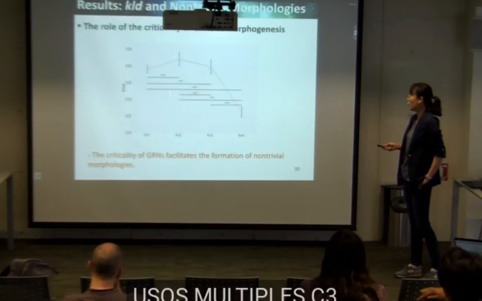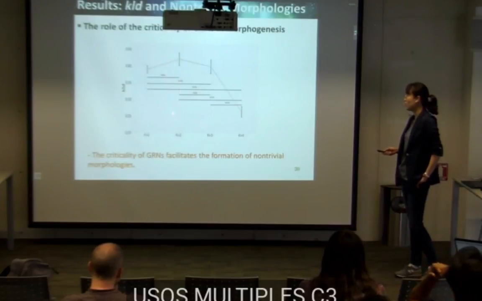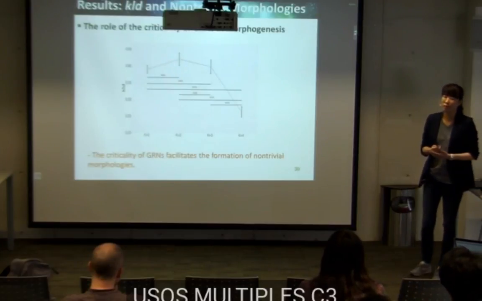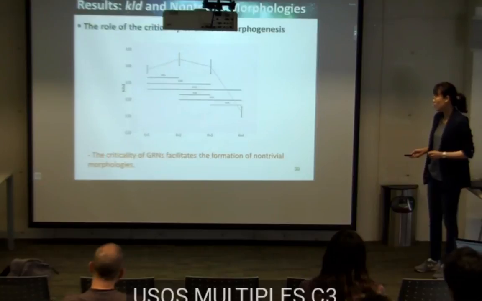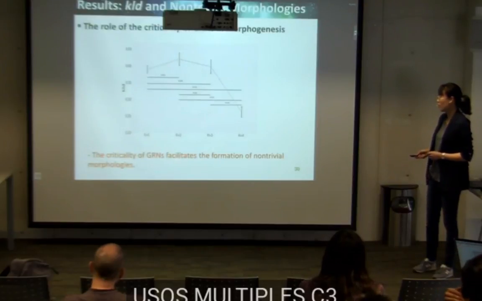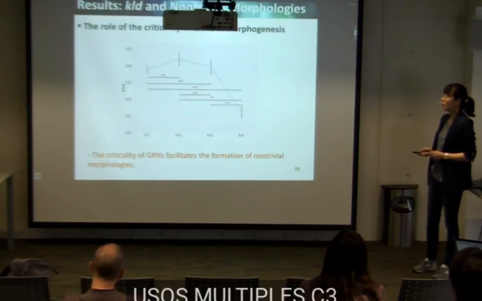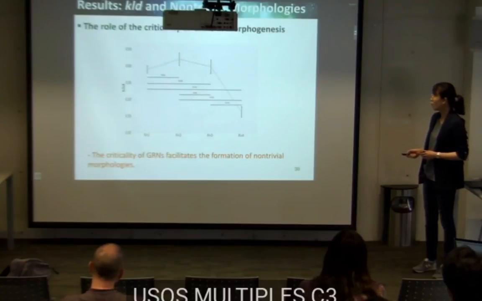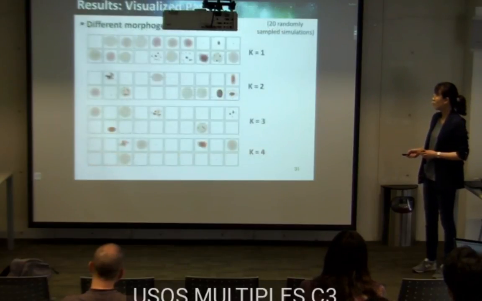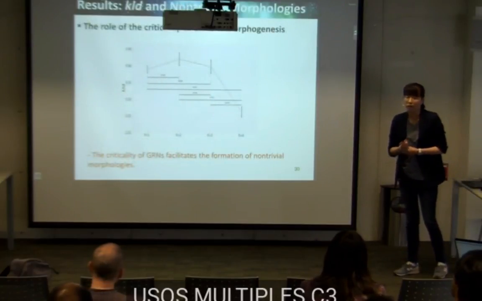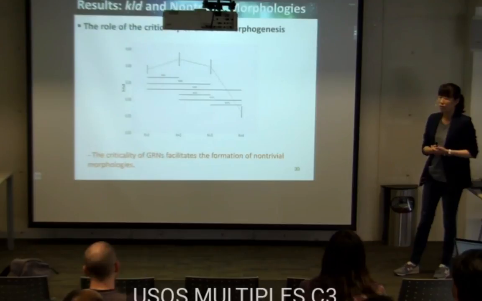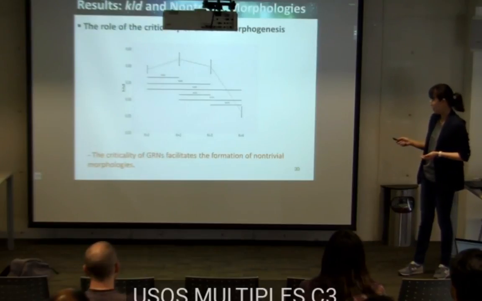The Kullback-Leibler divergence was largest at K equal 2. This means the non-trivial morphogenetic patterns were generated most frequently at K equal 2. So we can say the criticality of gene regulatory networks facilitates the formation of non-trivial morphologies. In the case of mutual information, I will talk about it in the next study because the analysis overlaps.